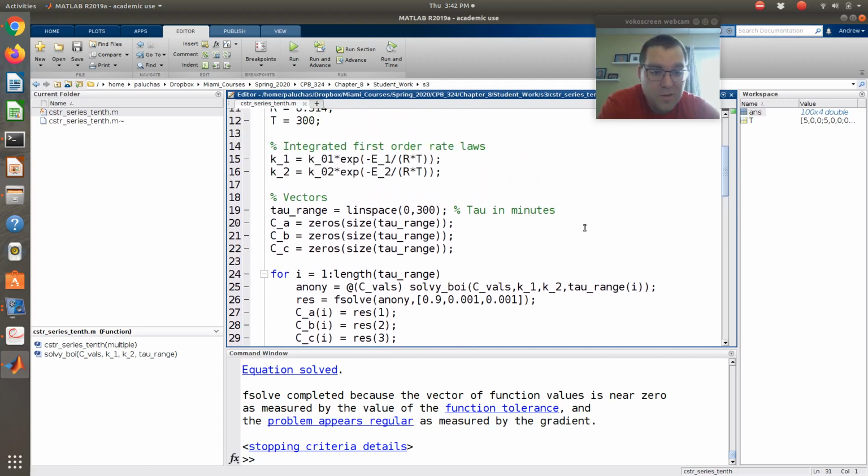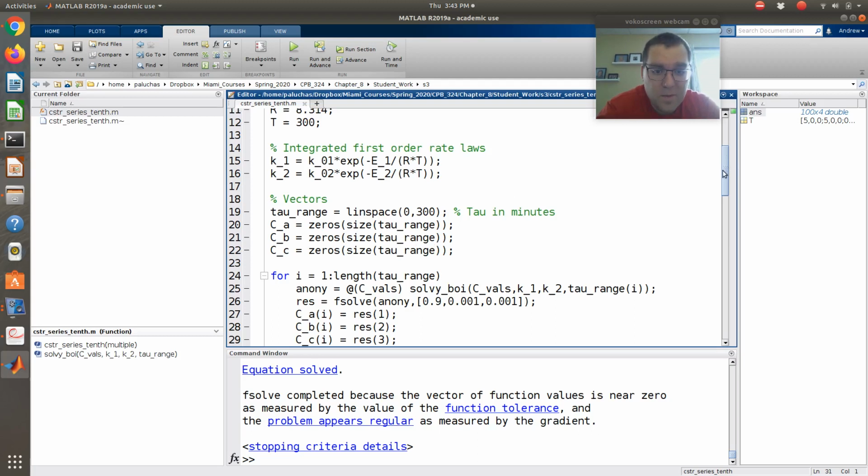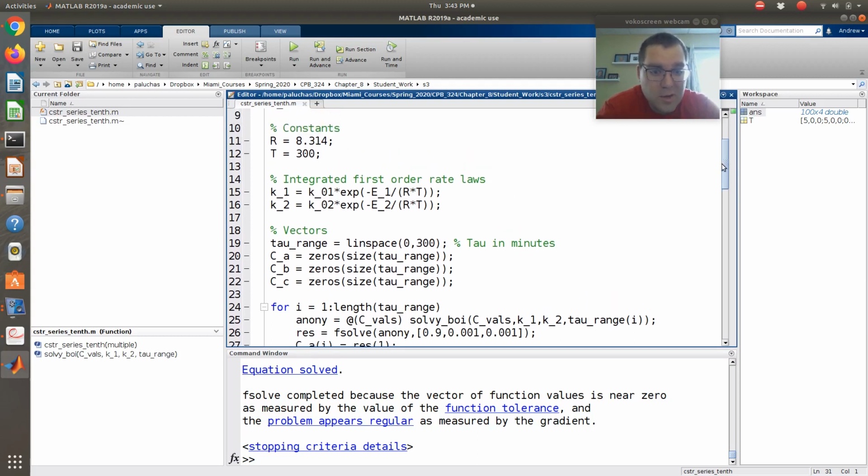And then the other thing that was causing your plots to get goofed up is when you pre-sized your vectors to collect concentration of A, B, and C, you didn't have one comma length, you just had length. When zeros gets a single argument, it's going to create a square matrix. So we changed that to size. Size will return the row number and column number from tau range and size it appropriately. But those were the two major changes just in terms of getting it to work right. Hopefully that helps you. Hopefully you can wrap this up.